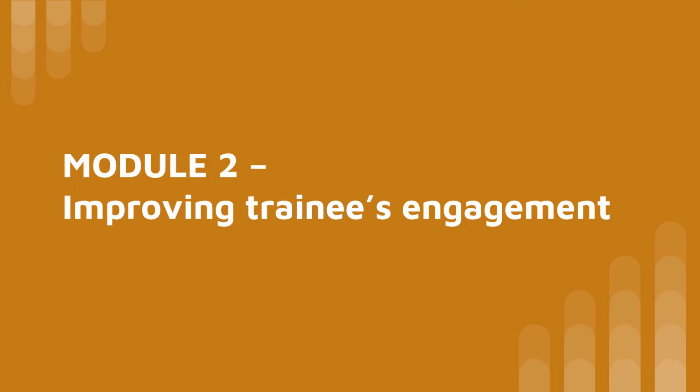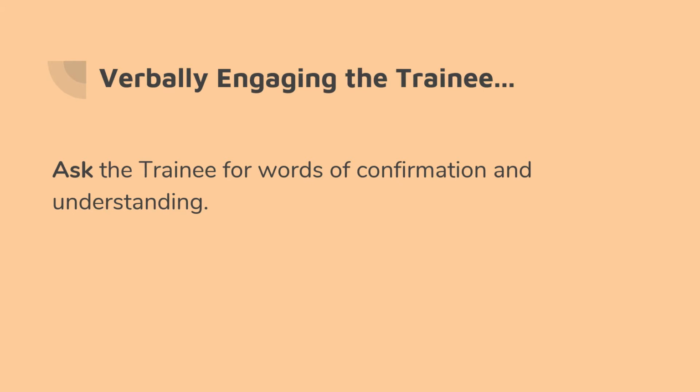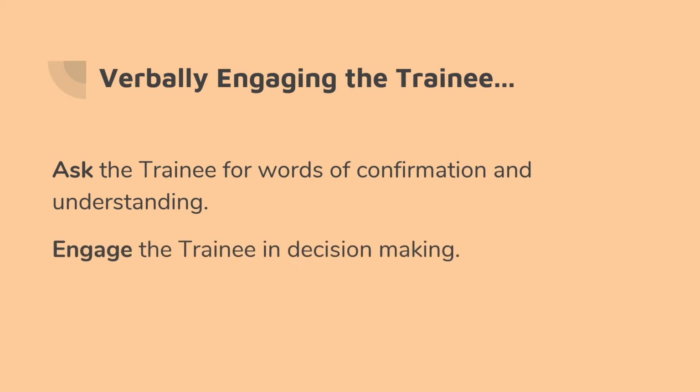Module 2, Improving Trainees' Engagement. Ask the trainee for words of confirmation and understanding. Understand that there is an imbalance of collaboration, as the trainee does not have access to the pointer as a means of communication. This can cause trainees to passively accept information, aka follow the pointer and not contribute to the decision-making.